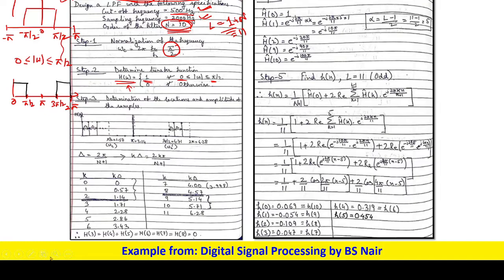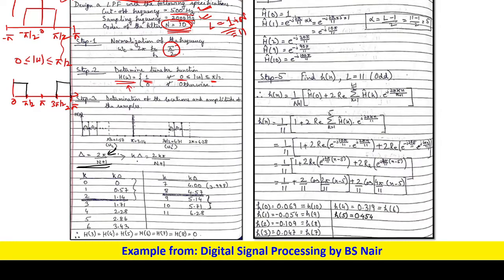Sampling, as I told you previously, has to be at definite intervals. Now since the sampling is at definite intervals, we have to find out the delta. What would be the interval? That delta is given by 2 pi by N plus 1. Because we are sampling the whole frequency response, and the whole frequency value varies from 0 to 2 pi, hence in the numerator we are having 2 pi, and in the denominator we are having N plus 1, because we need 11 samples.